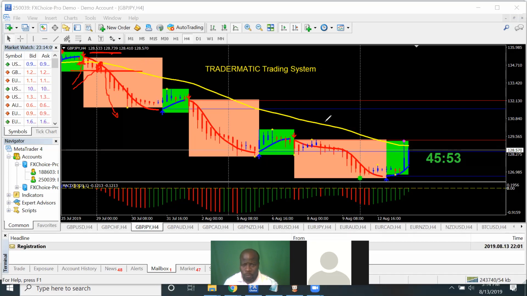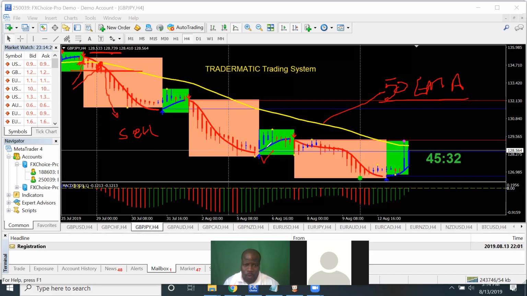So using this 50 EMA, exponential moving average, add it to your chart. So when the price is below, you are looking to sell. Even if you see any buy signal like this, I will not take it. Like this, I will not take it. Like this, I will not take it. But this, yes, I will take this. Why? Because the price is below 50 EMA.